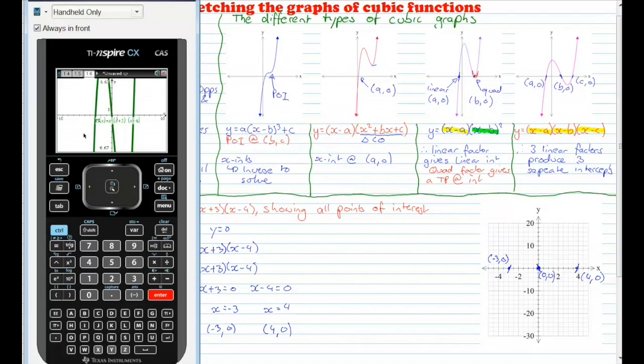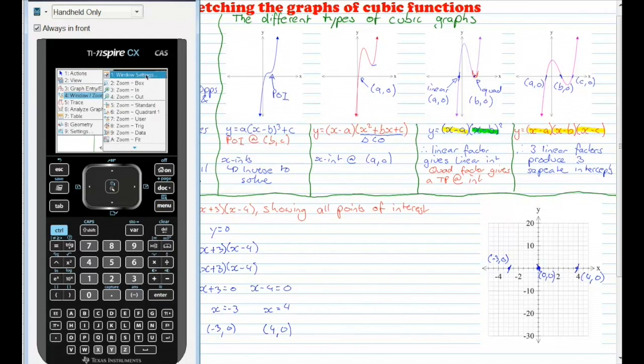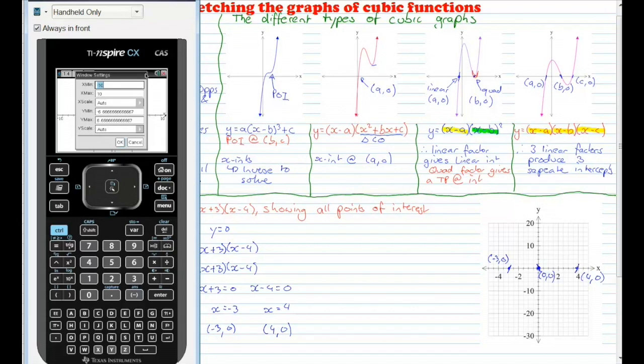So what we're going to do is we're actually going to zoom out so that we can see the full graph. So you're going to go Menu, we're going to go Window Zoom, and we're going to go Window Settings. Now I recommend having the same window settings on your calculator as the axis that you've got on your page.